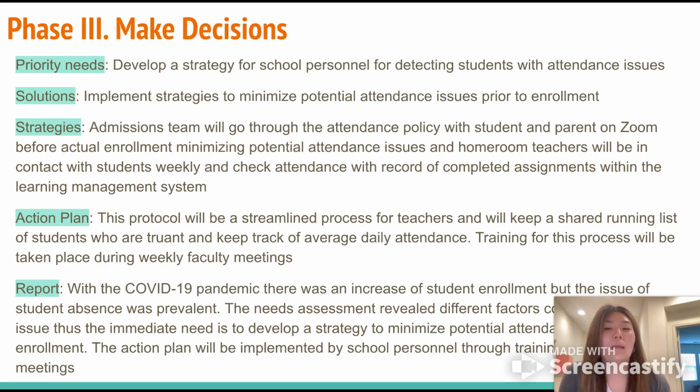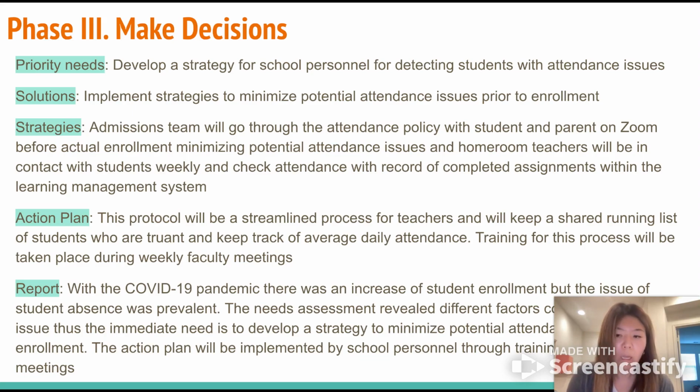So how do we put that in a plan? We need a protocol. So we will have a structured protocol that'll be a streamlined process for teachers, and we'll keep a shared running list of students who are truant and keep track of their average daily attendance. So training for this process, which is the two tier, will be taking place during the weekly faculty meetings. It will take only perhaps 2 meetings to get this information out. And this is a strategy that could be added onto the existing strategy of how we engage with our current students.